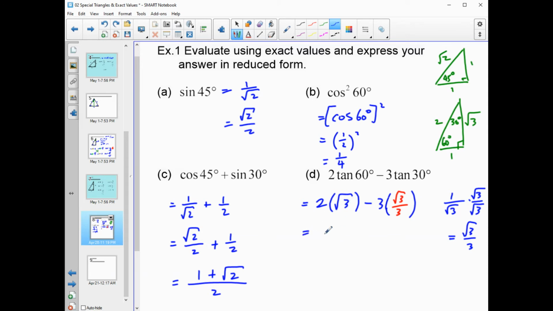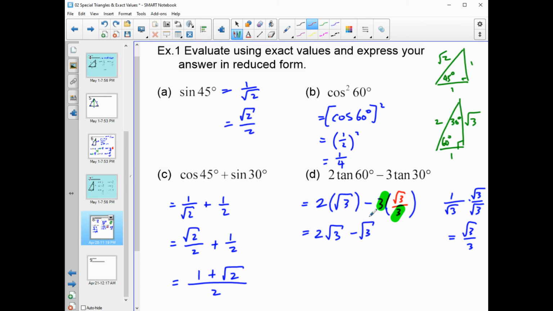So 2 times the square root of 3, we normally just write that as 2 root 3. And then here we have the 3 divides out with the 3. And what that's going to give us, those both become 1. So this actually becomes minus the square root of 3.